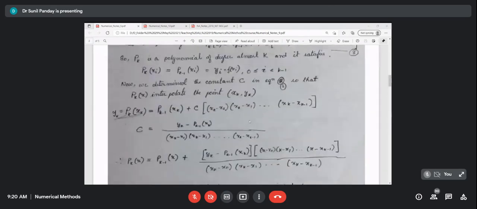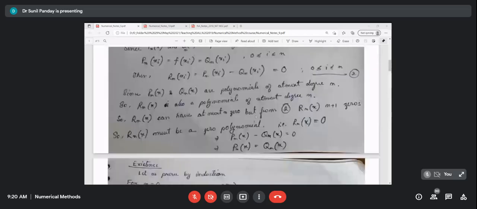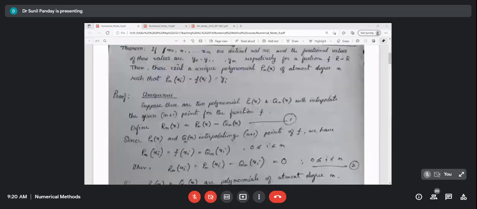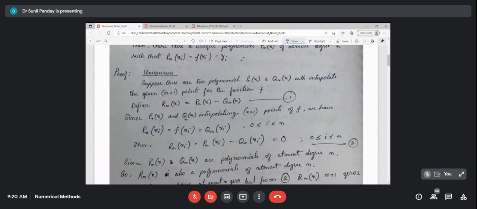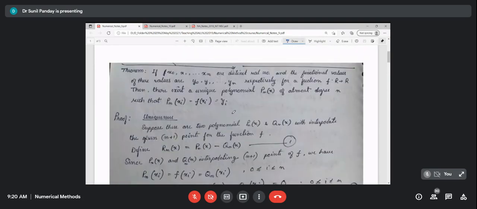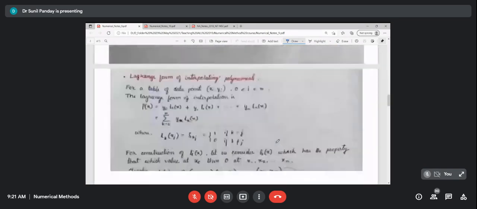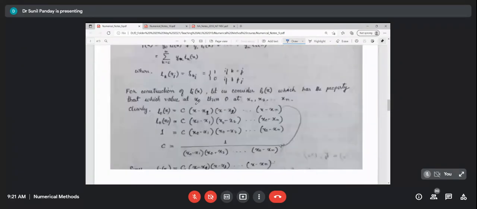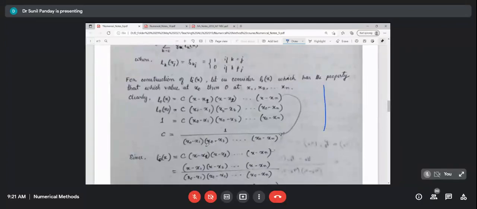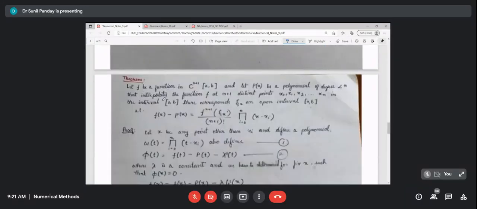In yesterday's class, we were discussing that there exists a polynomial of degree n if we have n plus 1 data points, and that polynomial is unique. We have already discussed the proof in earlier classes.